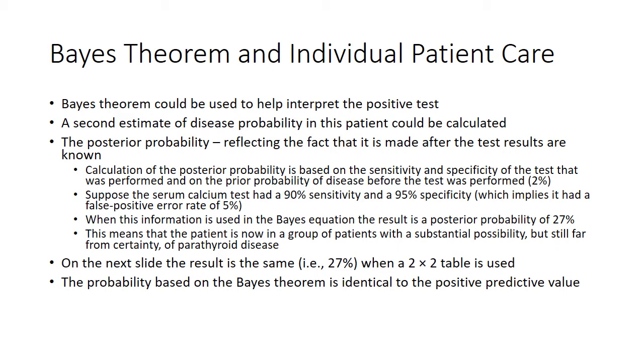So let's say, for instance, our serum calcium test had a 90% sensitivity and a 95% specificity, right? So this would imply that it had a 5% false positive rate, okay? When you use that information with Bayes' equation, as I'll show you here in just a second, you're going to get a posterior probability of 27%. That means that the patient is more likely to actually have the disease, but it's certainly not anywhere near certain, right? So a little bit better than a quarter chance that this guy actually has parathyroid disease.